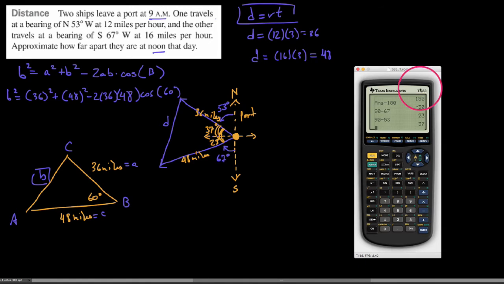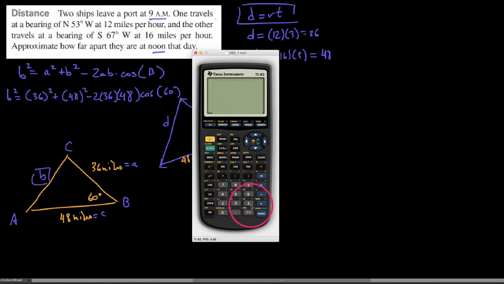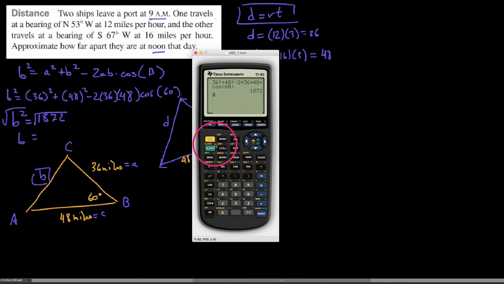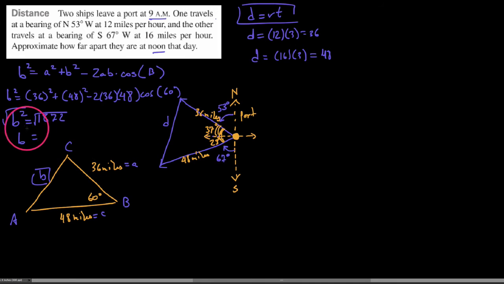With the rest of this, basically what we're going to do is just get a value. I'm going to type all this in: 36 squared plus 48 squared minus 2 times 36 times 48 times the cosine of 60 degrees. And so what we get is 1872. This doesn't always happen, that it comes out to be an integer, but we say b squared is this. So our b value is going to be the square root of 1872. Usually we'll get a long decimal here, so we just hit the square root key to get my answer: about 43.27 units in length. In this case, we had units of miles.